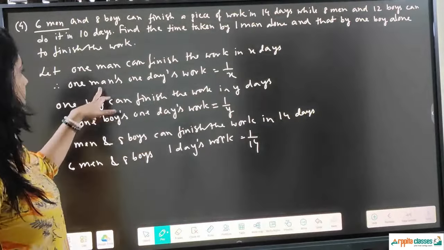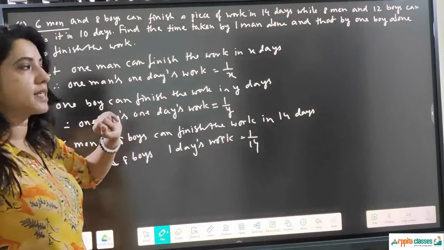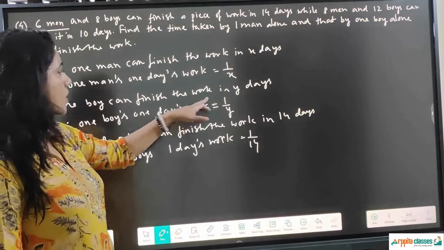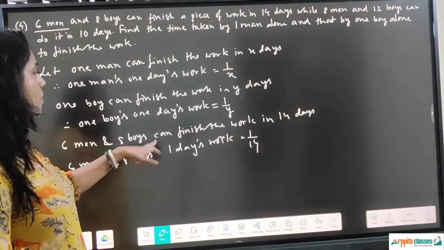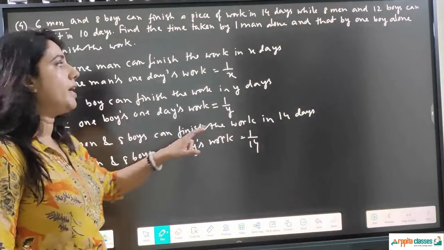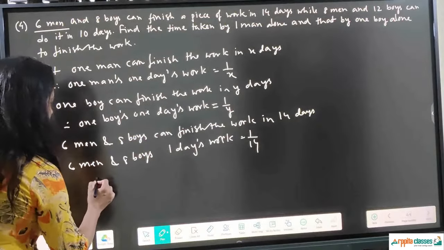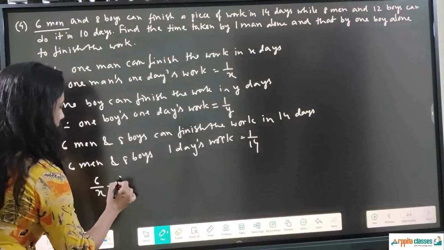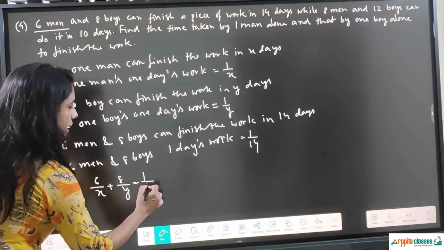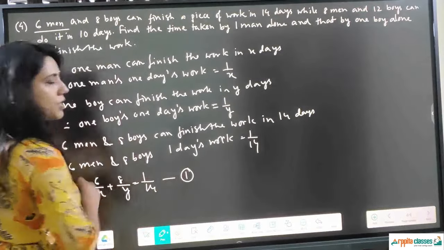So 6 men means 1 day's work will be 6 upon x. Similarly, 1 boy's 1 day's work is 1 upon y. So 8 boys' 1 day's work will be 8 upon y. So now the equation will become 6 upon x plus 8 upon y is equal to 1 upon 14. This is my first equation.